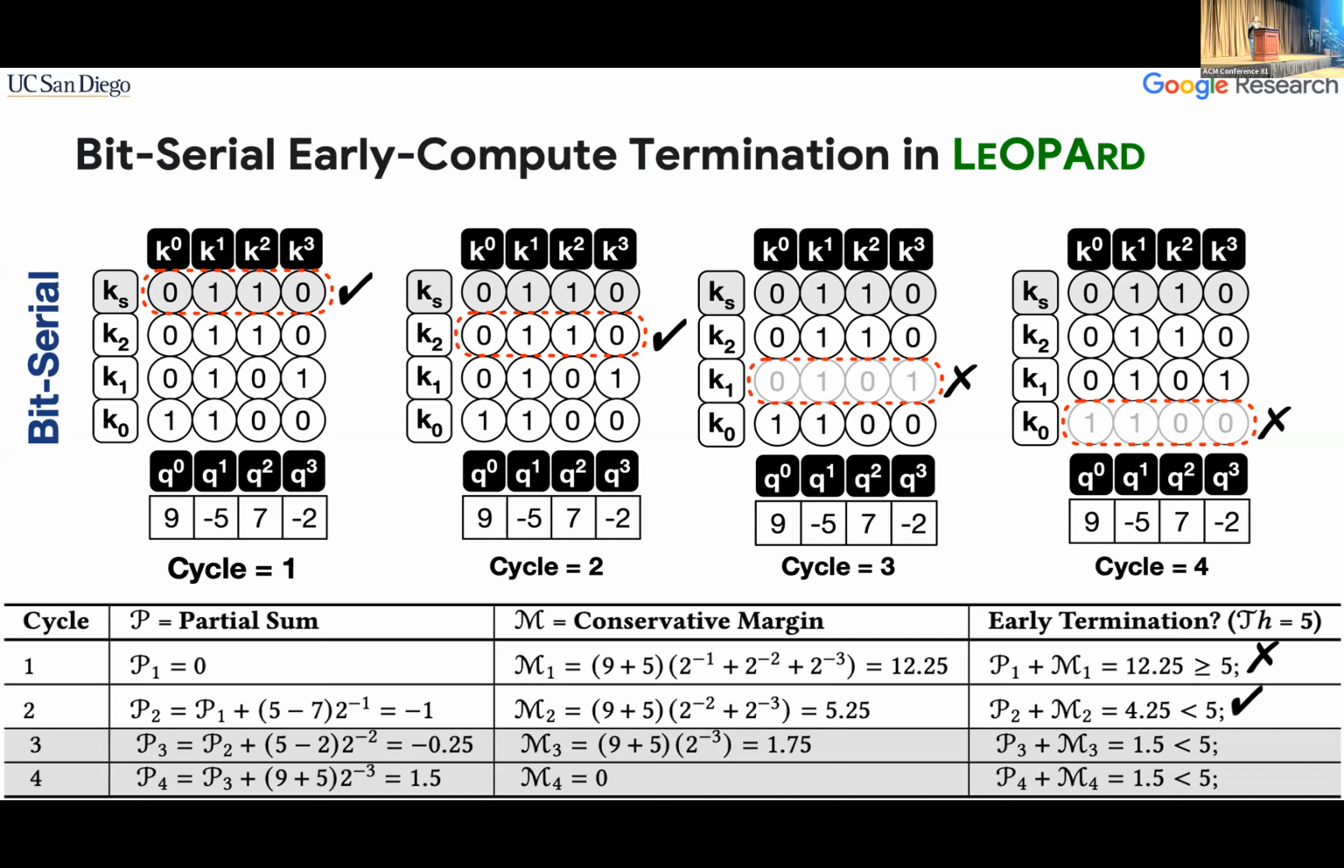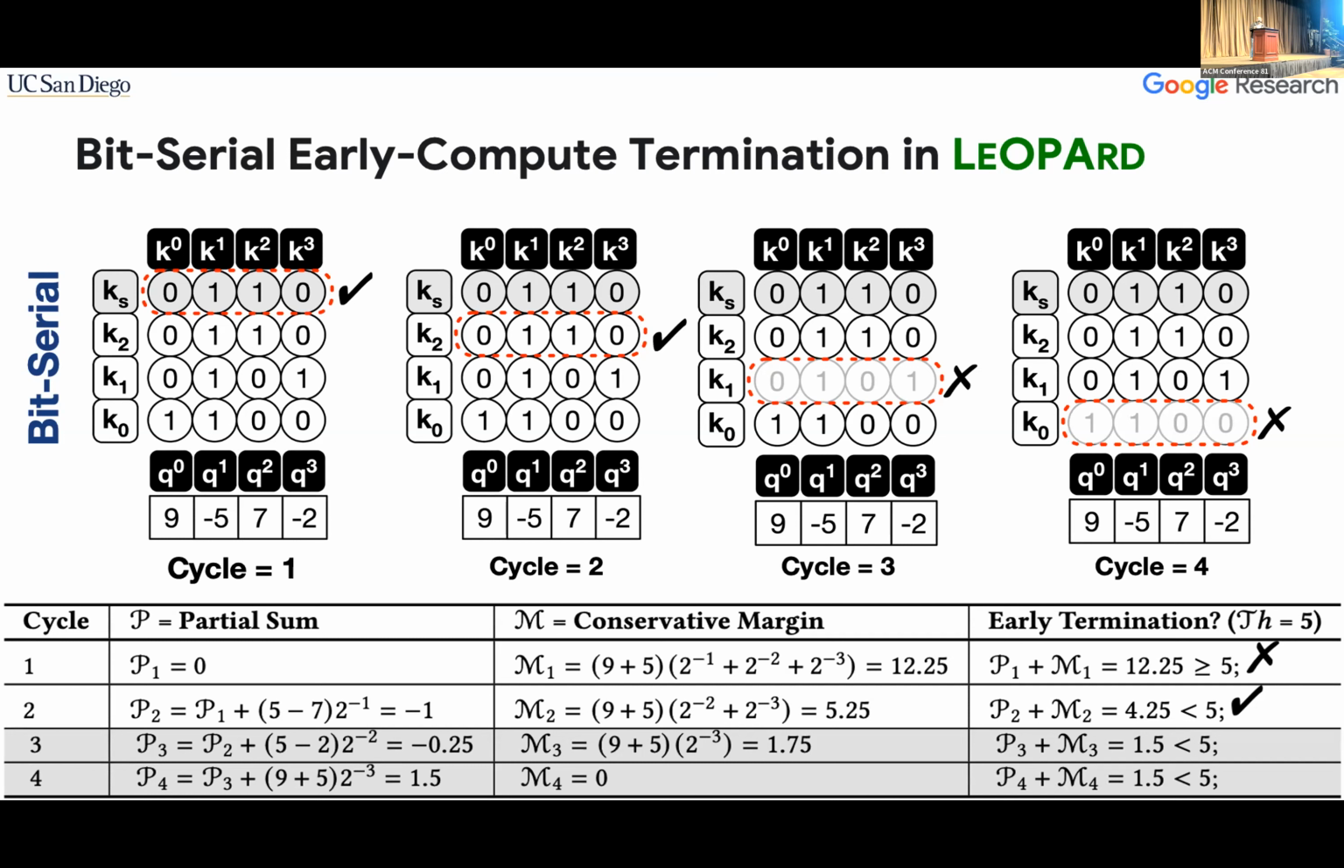What is our intuition here? The intuition is that only the multiplications of elements with concordant signs, positive-positive or negative-negative, can contribute positively to the final dot product value. Multiplications of elements with opposing signs are ignored to keep the margin as conservative as possible and eliminate wrongful early compute termination. Remember, no approximation here.